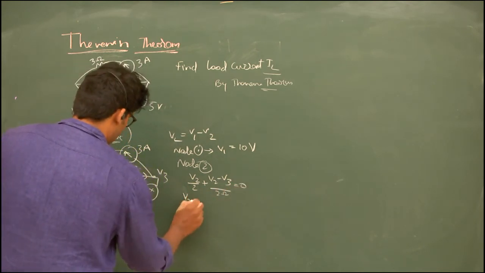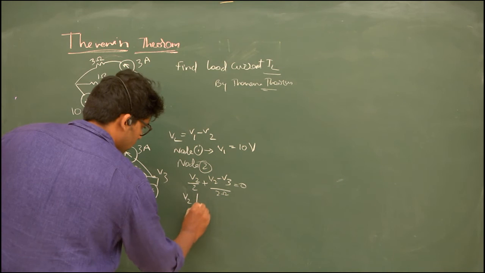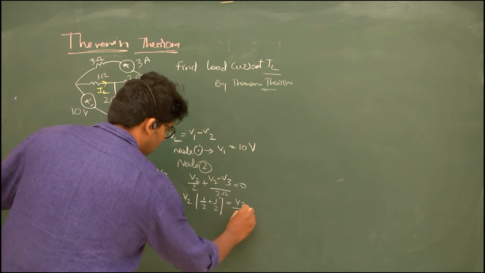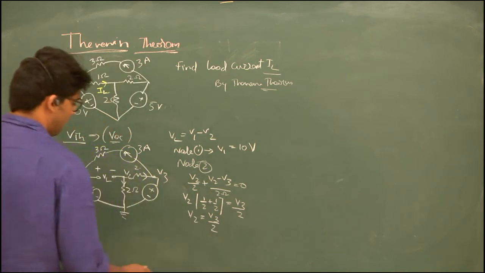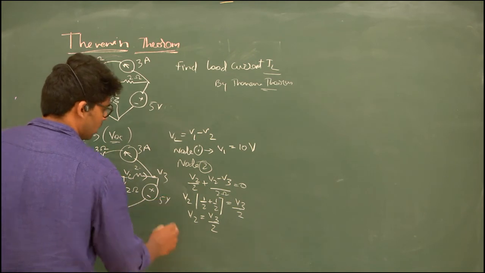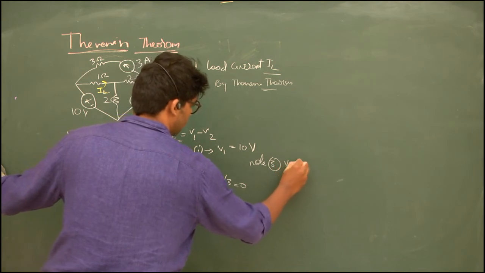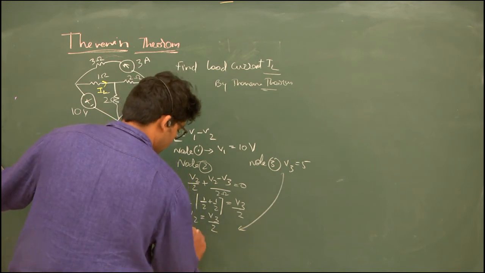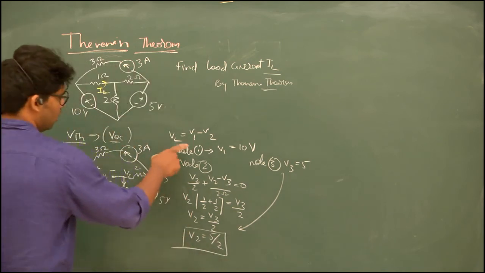Therefore you will have V2 common. So 1 by 2 plus 1 by 2, and that equal to V3 goes to that side. Therefore V2 equal to V3 by 2. We have V3, with respect to ground, the value of 5 volts. Therefore from node 3 we have V3 equal to 5 volts. Substitute V3 here, you will be getting V2 equal to 5 by 2. You get V2, you got V1.